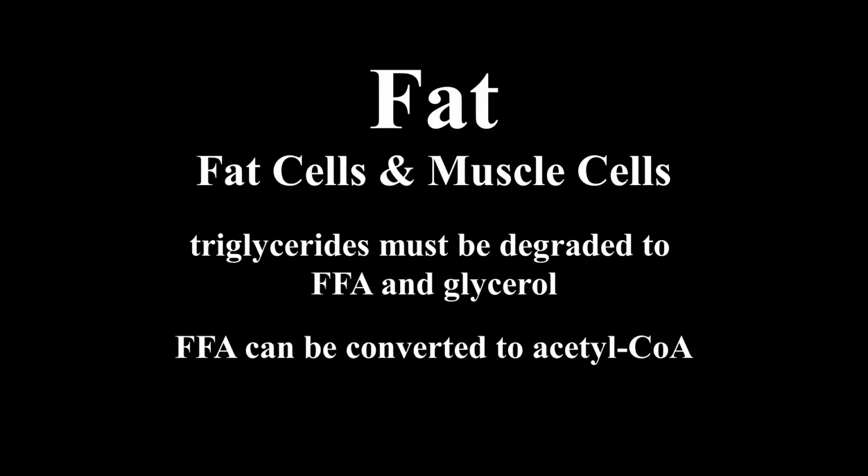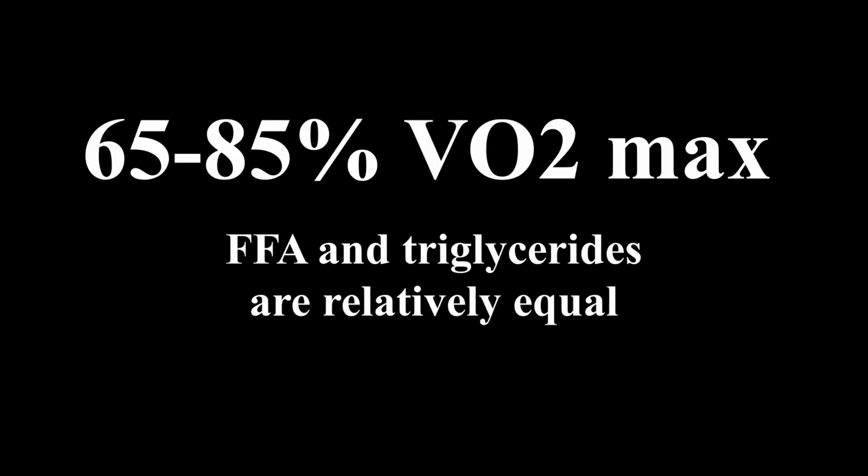Sources of fat in the body include fat cells and muscle cells. Use of fat as a substrate depends on its availability to muscle cells. Triglycerides must be degraded to free fatty acids and glycerol via lipolysis, and then free fatty acids can be converted to acetyl-CoA and enter the Krebs cycle. Between 65 to 85% VO2 max, fat contribution as a substrate is about equal between free fatty acids and triglycerides.